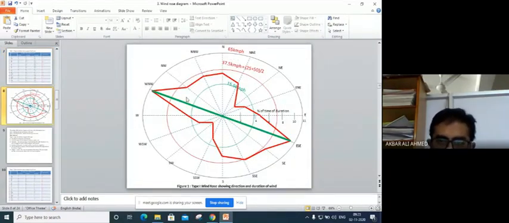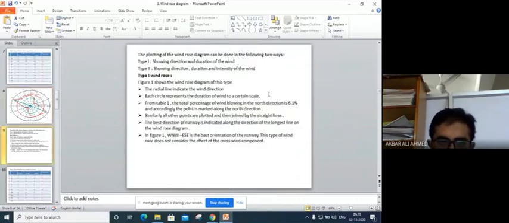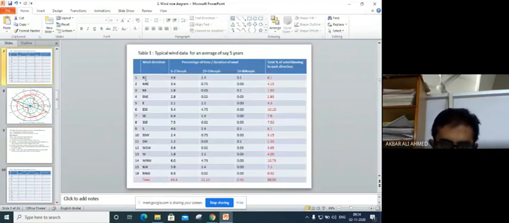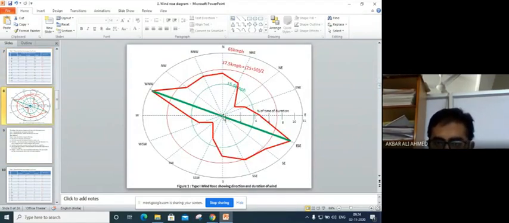In this way, we are drawing radial lines and circles. The radial lines represent your wind direction, and the circles represent the duration of wind. And from table 1, we have to see the total percentage blowing in each direction. Starting from the center, you see at north it is 6.1. So I'm taking some scale: 0 to 2, 2 to 4, 4 to 6, 6 to 8, 8 to 10, 10 to 11. Then 4.1 in the north direction.